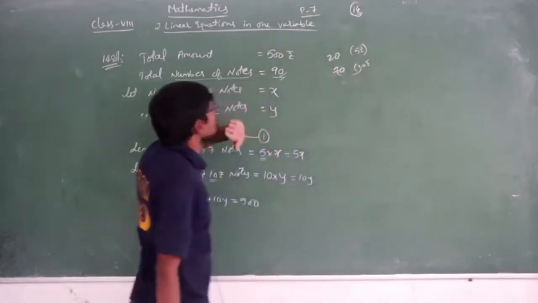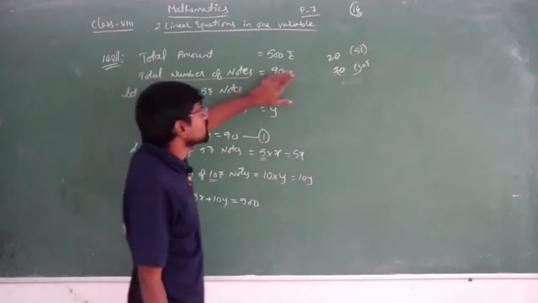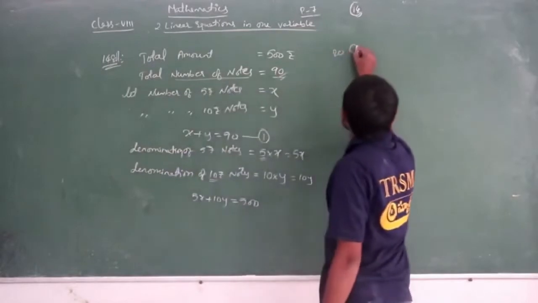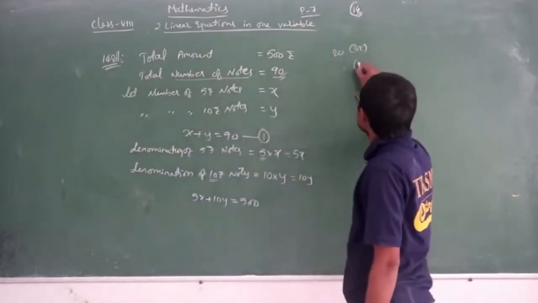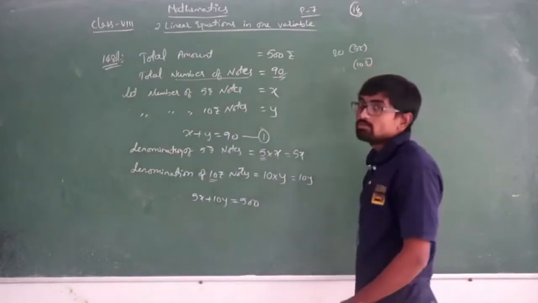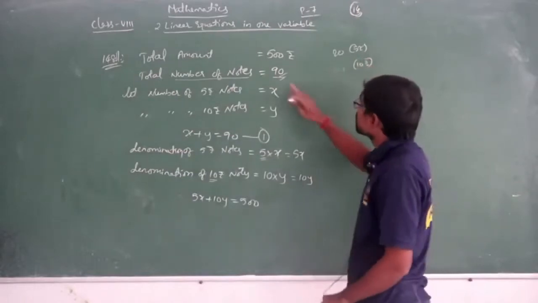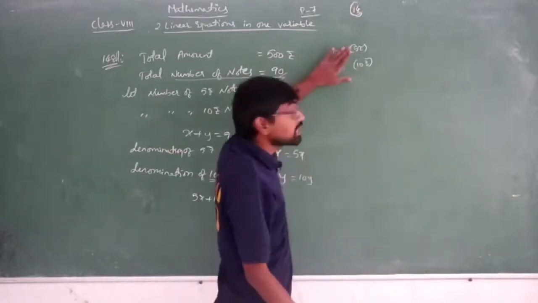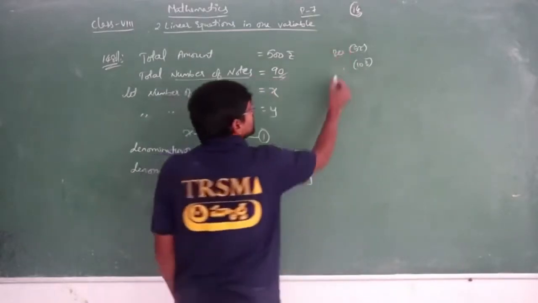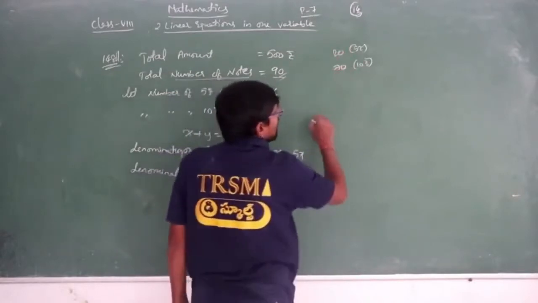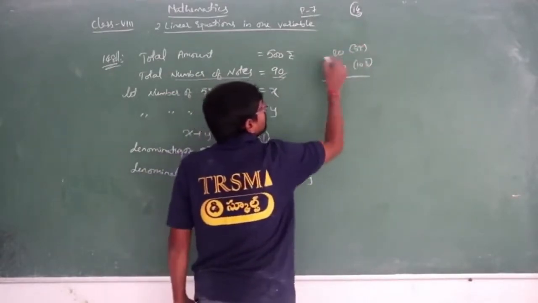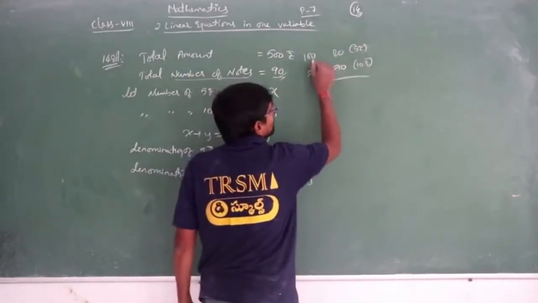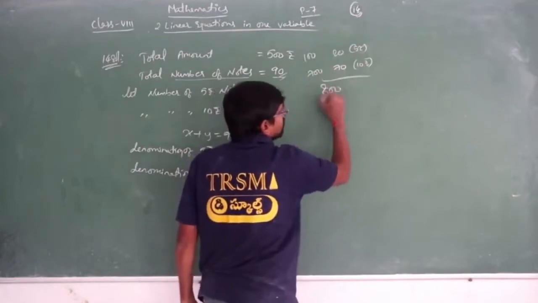Let me tell one more thing, just a minute. Totally we are having 90 notes. So if I have 25 rupees notes, how many 10 rupees notes will be there? Total number of notes are 90, so 70 10 rupees notes will be there. Taking this as an example, what is the total denomination? 5 twos are 10, it will become 100. 7 tens are 70, it will become 700. So totally we are getting 800 rupees, isn't it?